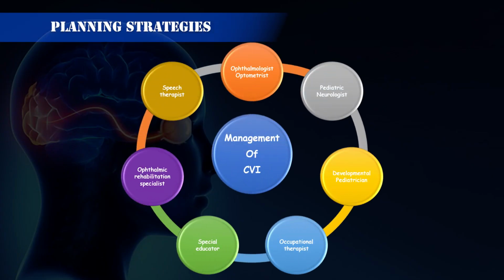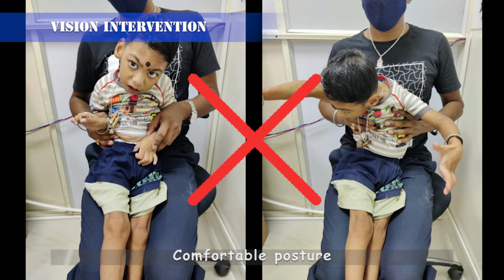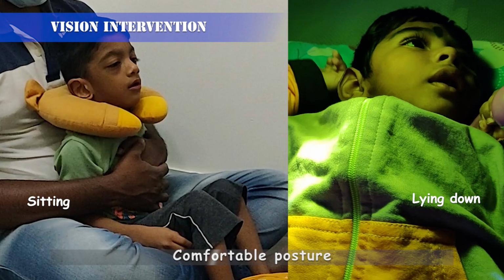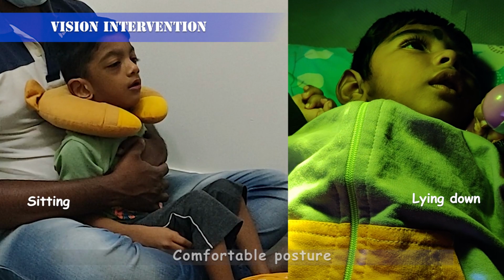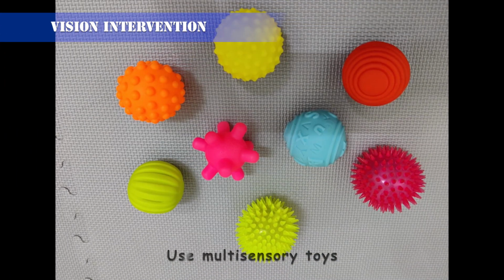Now let's look at what strategies we can employ in a low-functioning CVI child. Before starting any visual training, ensure that the child's posture is comfortable to enable him to use vision well. In a child with severe visual inattention, one can start stimulation using illuminated balls while adding sound and making the child feel the ball so that it gives them a good sensory experience.